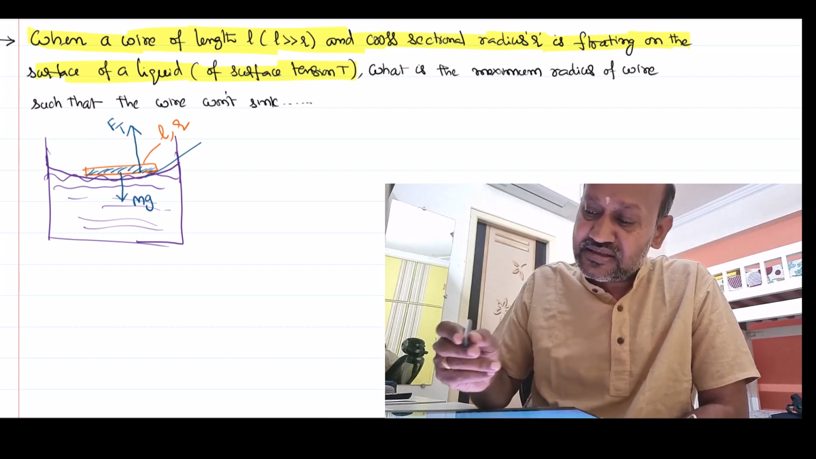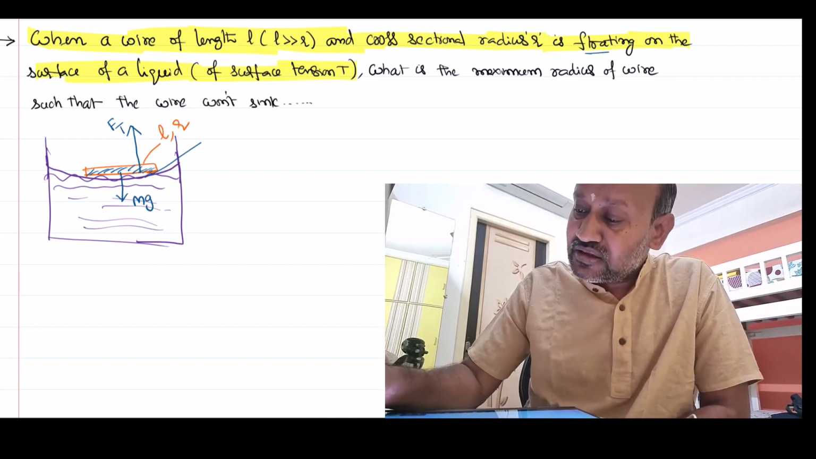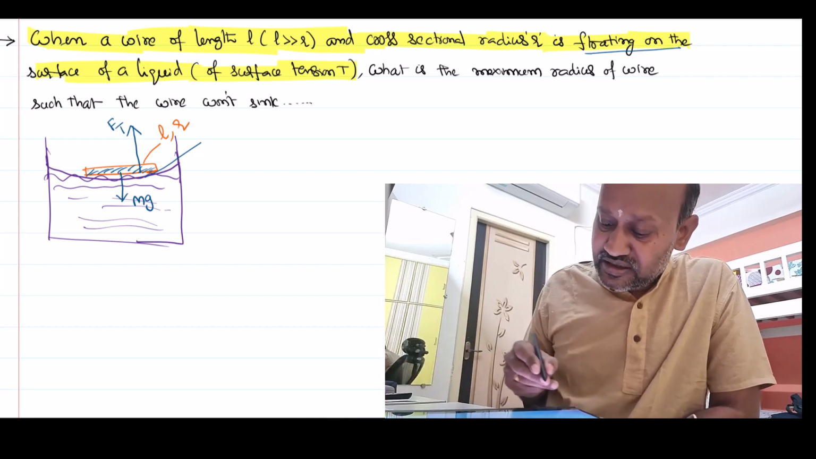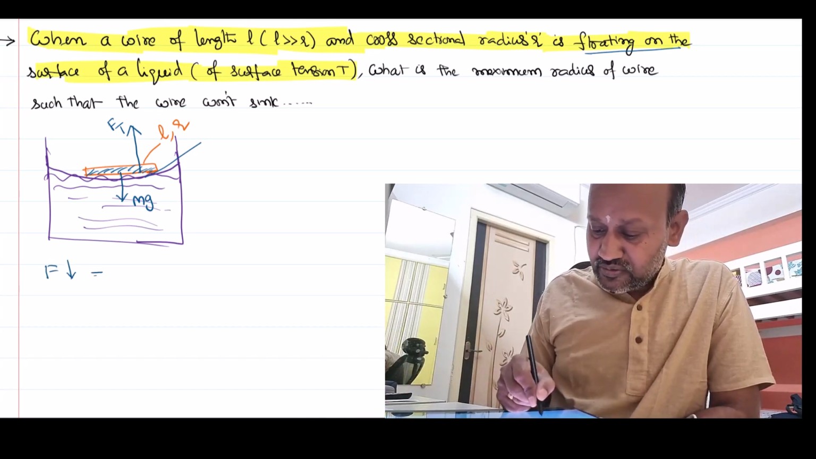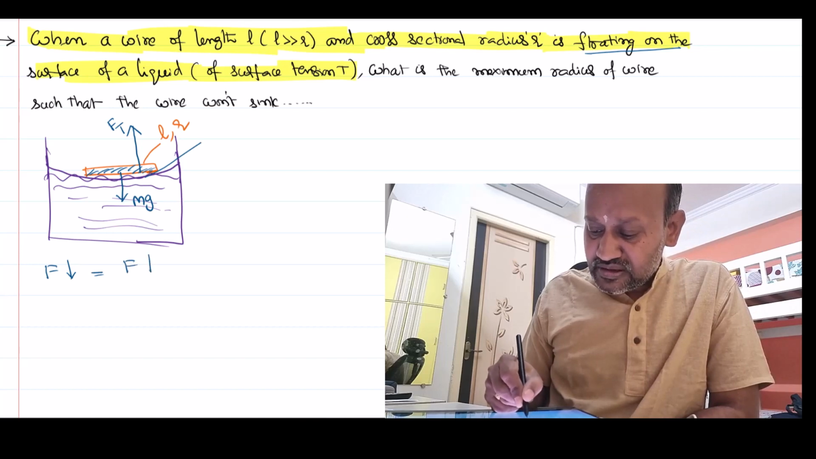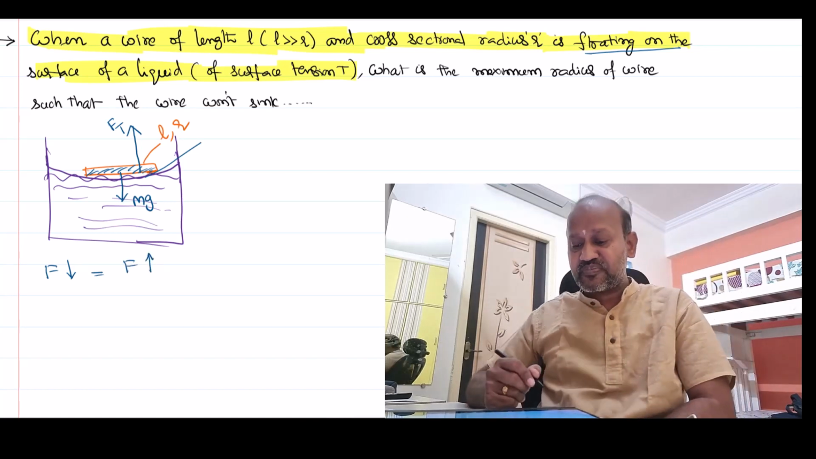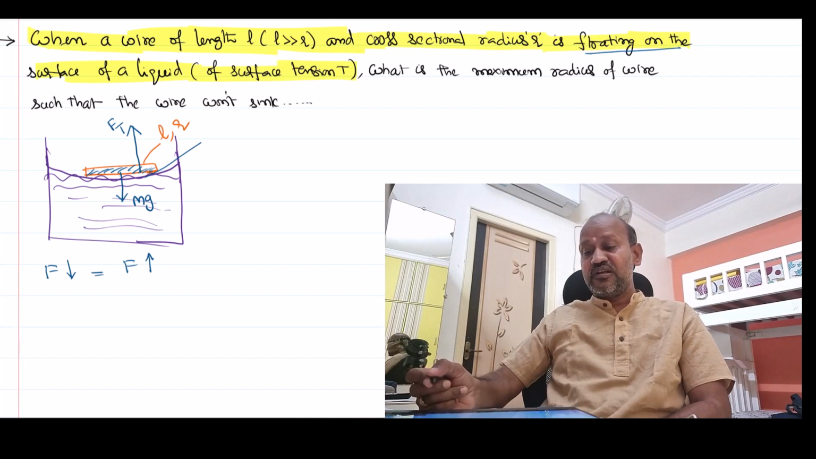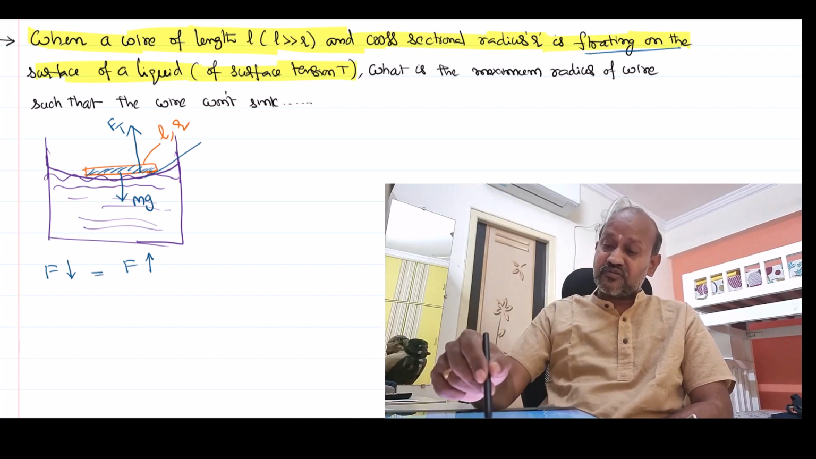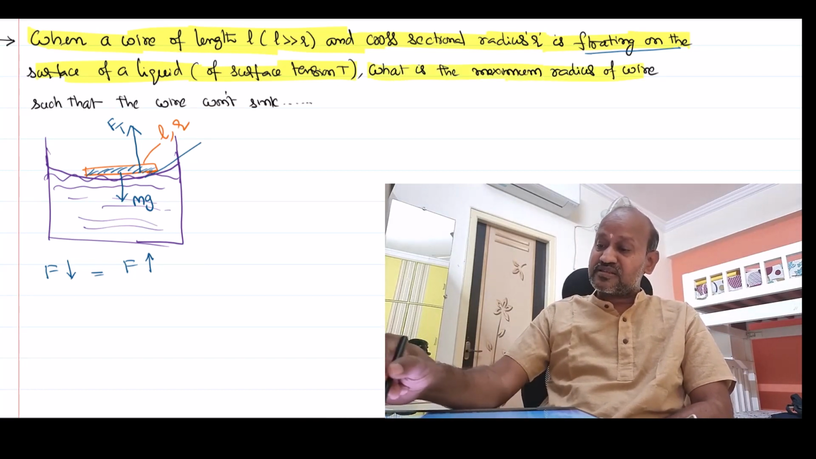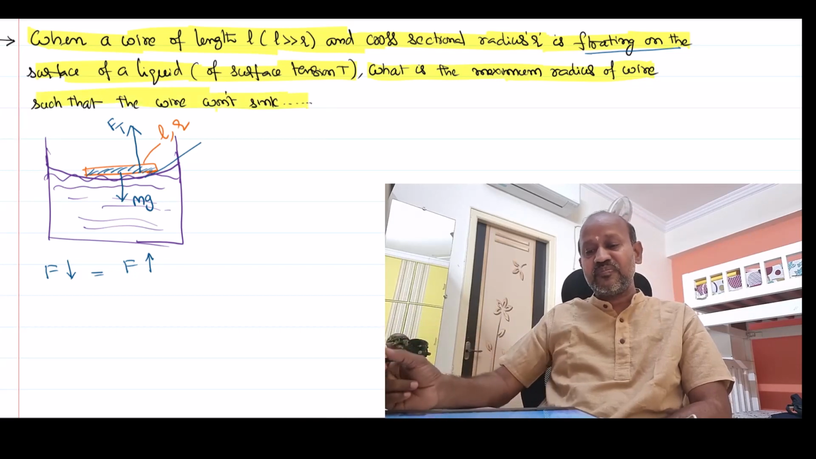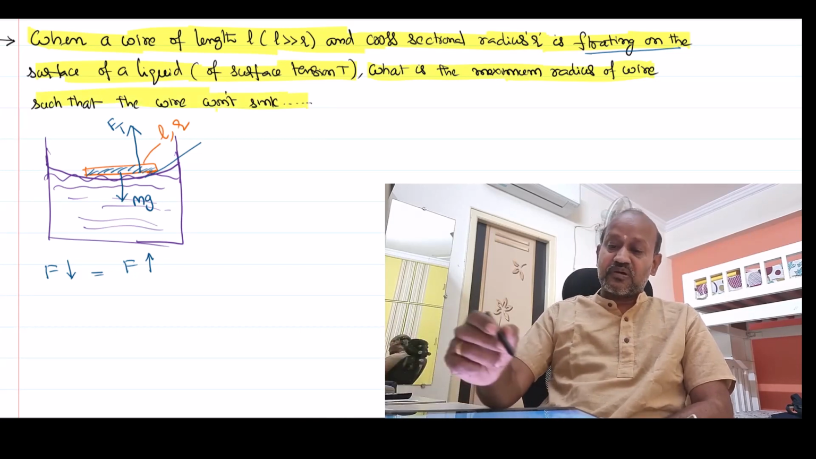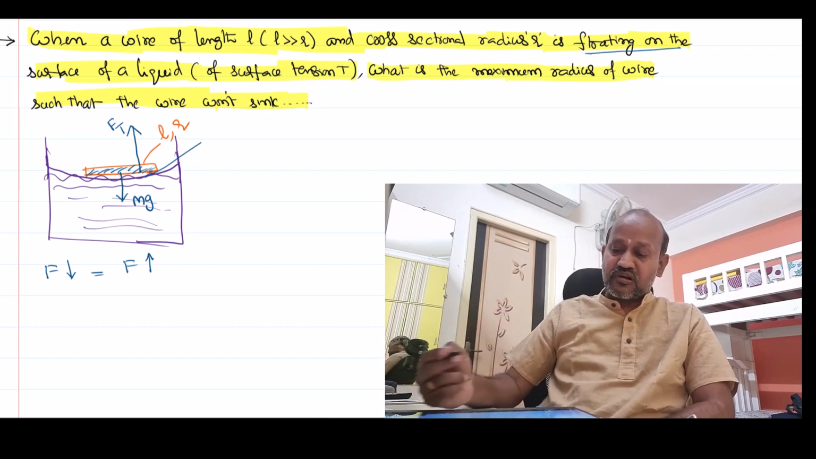So when he says it is floating on the surface of the liquid, the basic condition is that the force acting downward due to the gravitational force is equal to the force upward due to the surface tension force. That's the basic condition that we want. In that case, he is asking us to find the maximum radius of that wire so that the wire won't sink. So as we understand the problem now, we try to solve it.